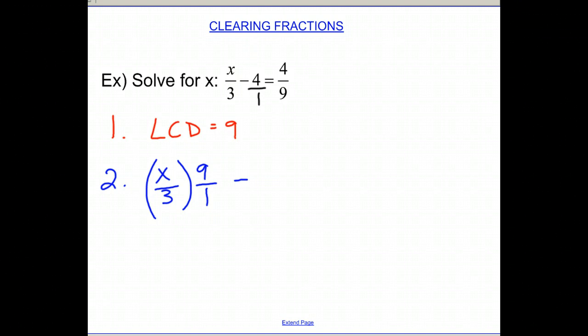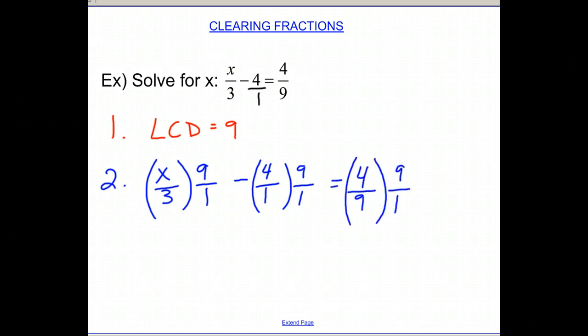4 is a term. So I'm going to do 4 over 1 times 9 over 1. And then equals that last term is 4/9. I multiply again by 9 over 1. You don't have to have 9 over 1. You can just have 9, but it's sometimes a little easier to see with that 1 on the bottom. Now, third step is to simplify.